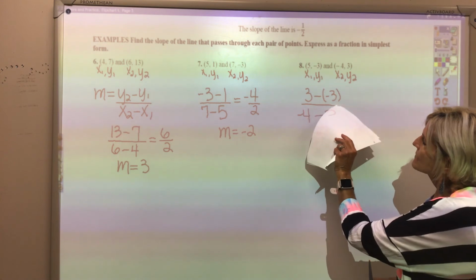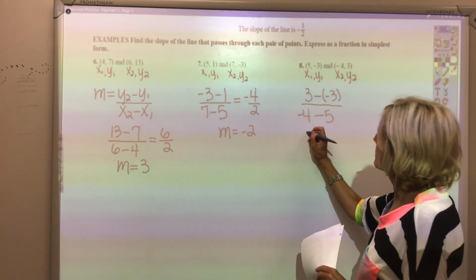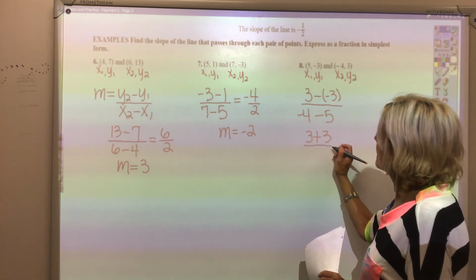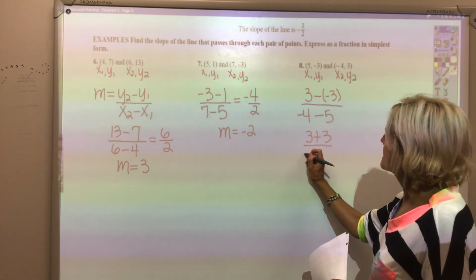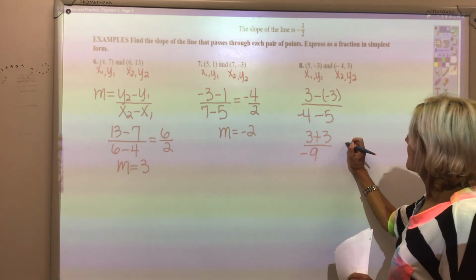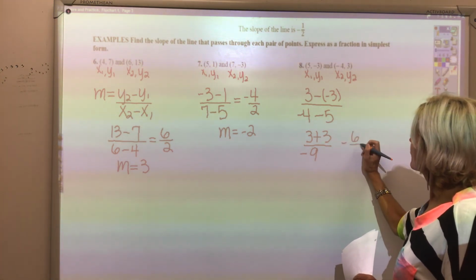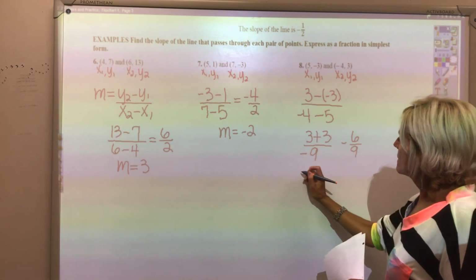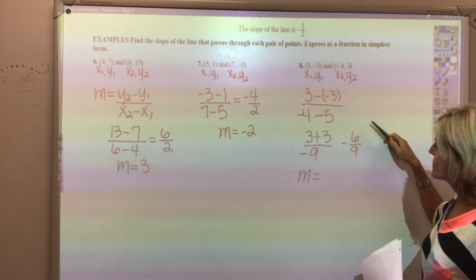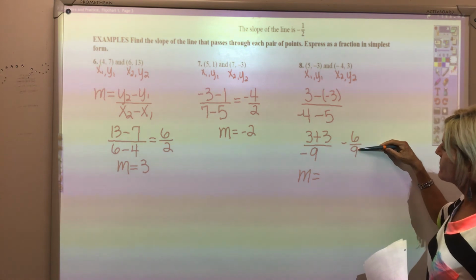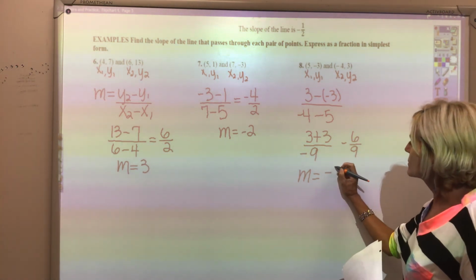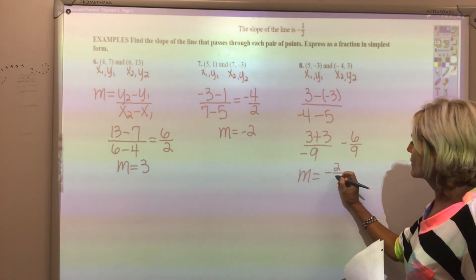3 minus a negative 3 becomes 3 plus 3. And negative 4 minus 5 is negative 9. So this would give us negative 6 over 9. M will be, we need to reduce, we can divide 6 and 9 both by 3. So m will be negative 2 over 3.